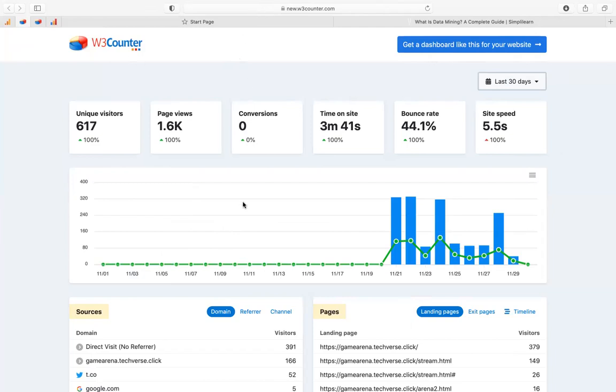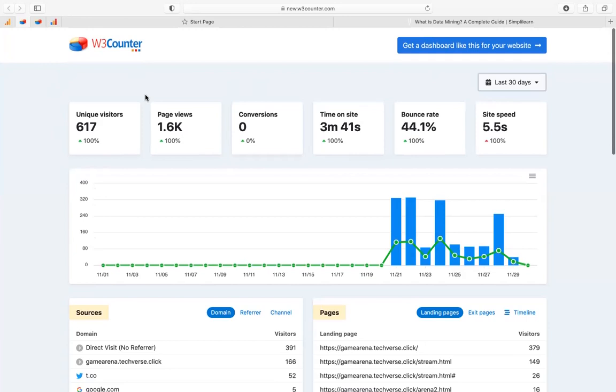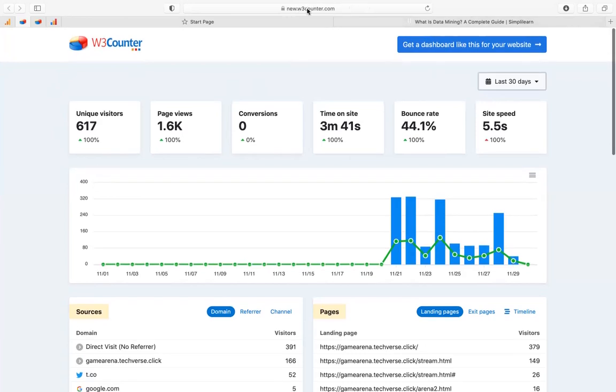Now, from my screen, this is an example of data analytics. This is the analytics of a specific website. So today, unique visitors who have visited the website is 617 people. Page views as at now is 1.6K. Time spent by an individual on the site is 3 minutes 41 seconds. The bounce rate, the site speed. So this is the analytics for the website. It helps you to draw conclusions, so you know that this amount of people are visiting our website at this particular time, this is our site speed, and so on and so forth.